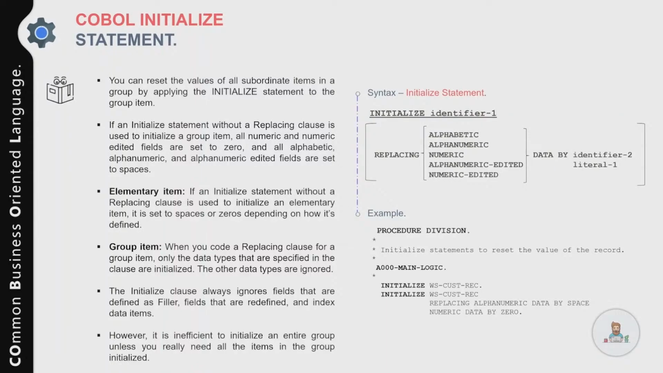The second statement is also doing the same thing, but this time I explicitly specify the values it should use to initialize the alphanumeric and numeric data. I've used the initialize keyword followed by the group variable name. After that, I've specified replacing alphanumeric data by spaces and numeric data by zeros. So in this case, all the elementary items defined as alphanumeric will be initialized with spaces, and all the elementary items defined as numeric will be initialized with 0.